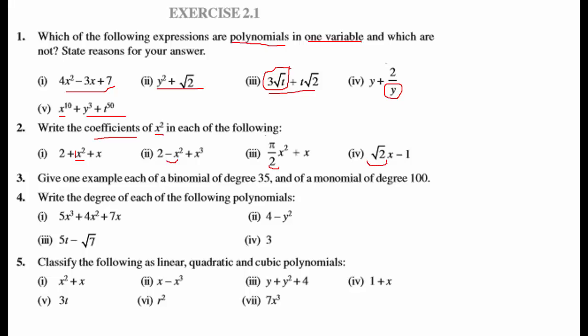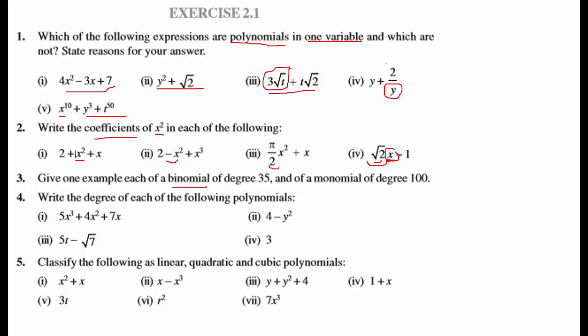This is a polynomial because the square root is not involved in the variable x. It is only on the number 2, and the condition is only for the variable, and the coefficient is root 2. Here we are asking the coefficient of x square. There is no x square, so the coefficient will be 0. And if the question asks you the coefficient of x, then this will be root 2. And the third question is, give one example each of binomial.